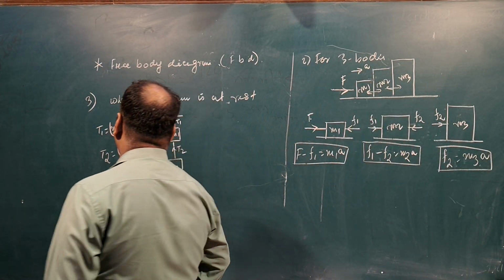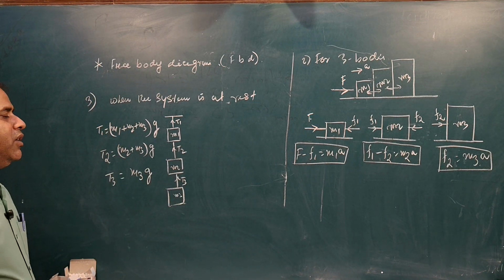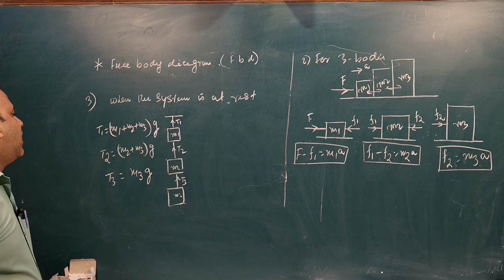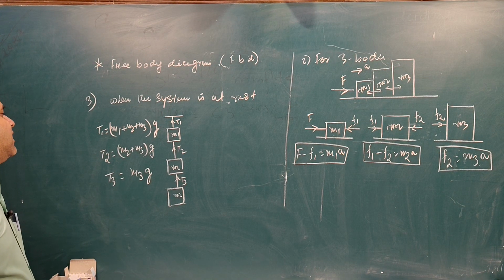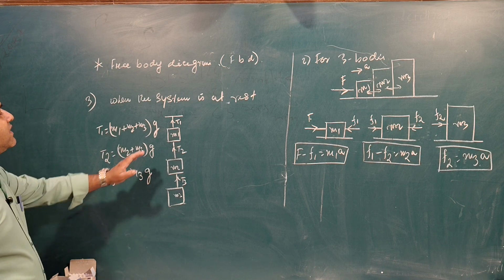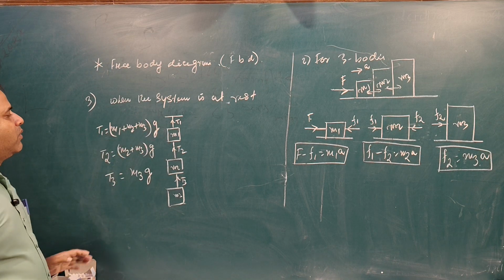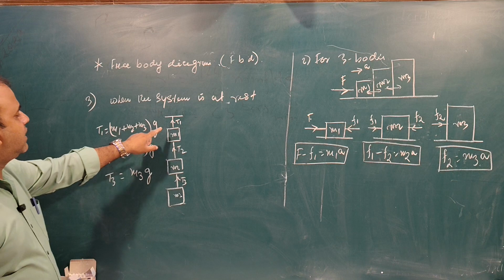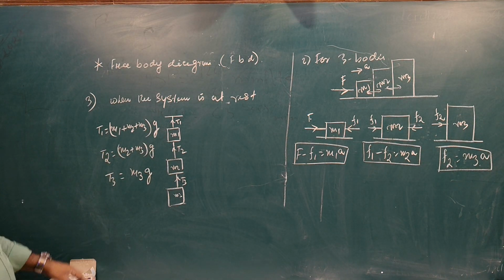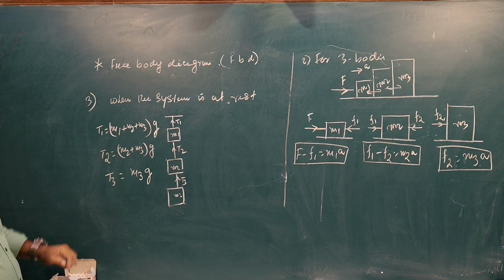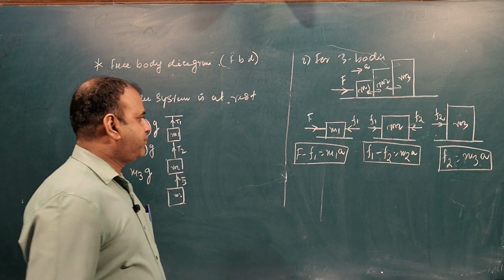So in which part will the maximum tension develop, whether T1, T2 or T3, from the arrangement? It is clear that from the given arrangement, the maximum tension will be in T1. Why? Because here all three bodies are giving their weight on that. So that is why the maximum tension will be generated in case of T1.